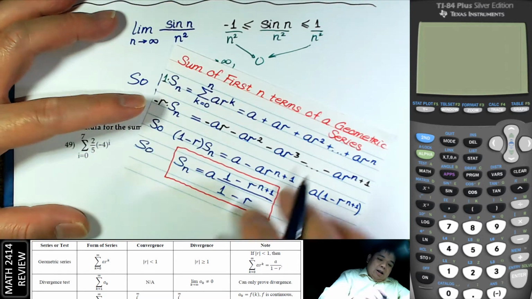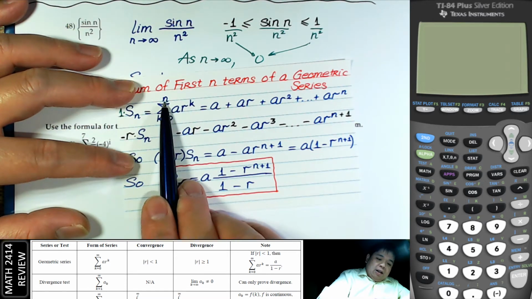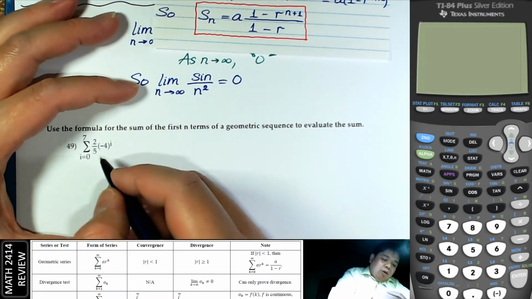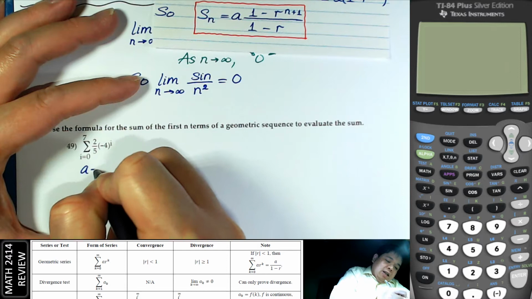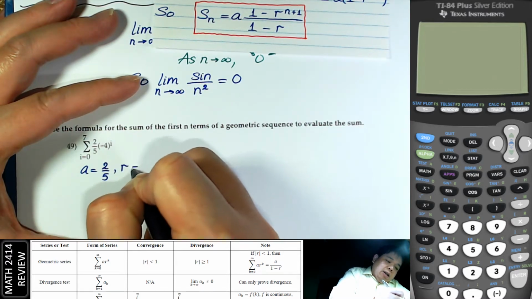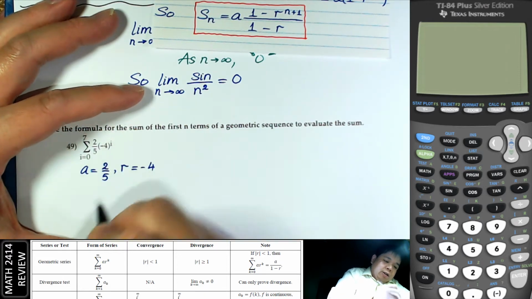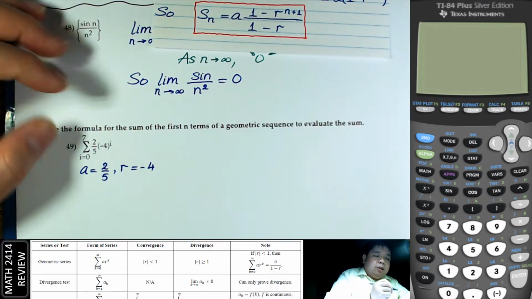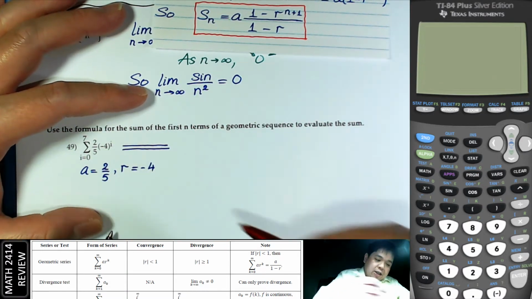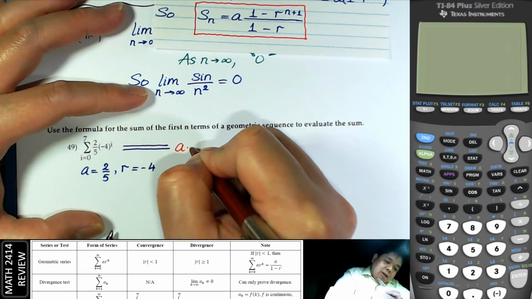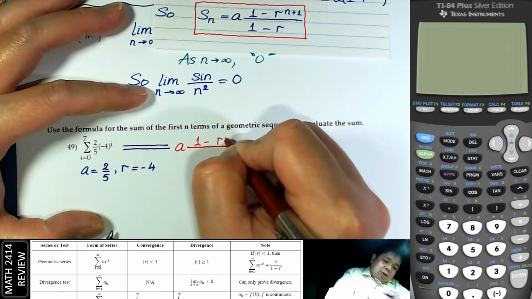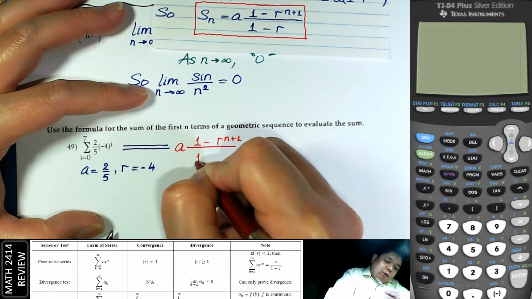Again, it's n, but the formula is going to be n plus 1. In this formula, a is equal to 2 over 5 and r is -4. Right. So according to the formula, it is a times 1 minus r to the n plus 1 over 1 minus r.